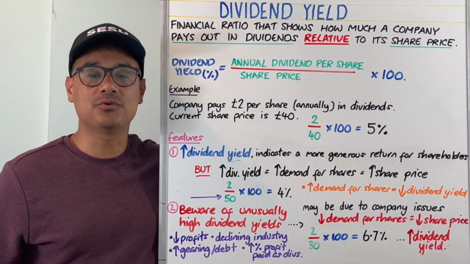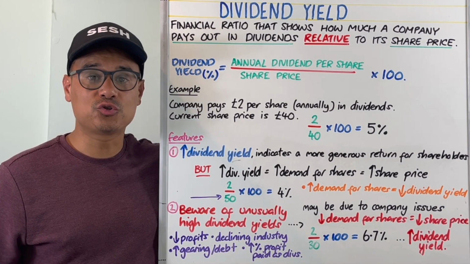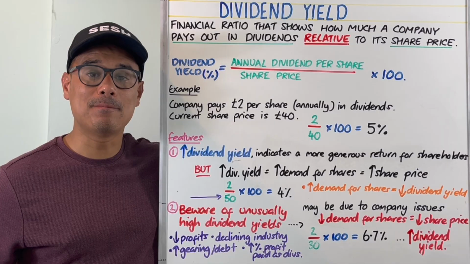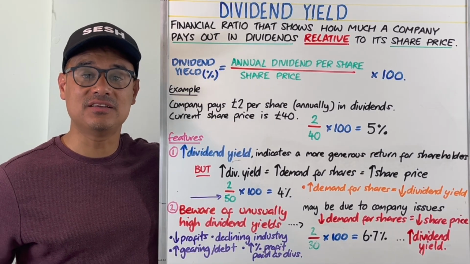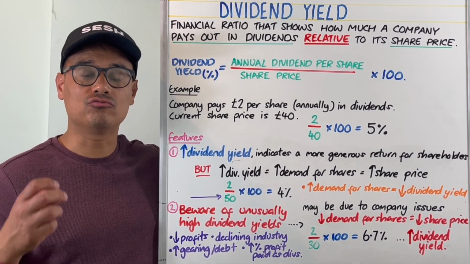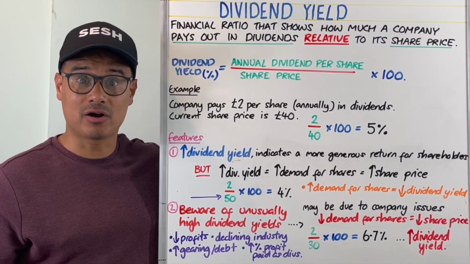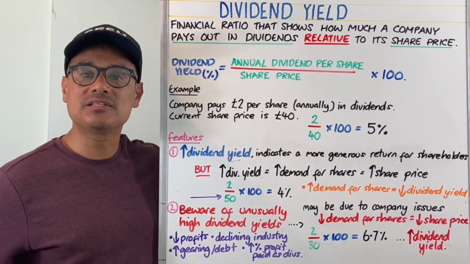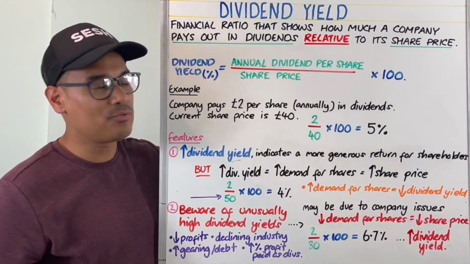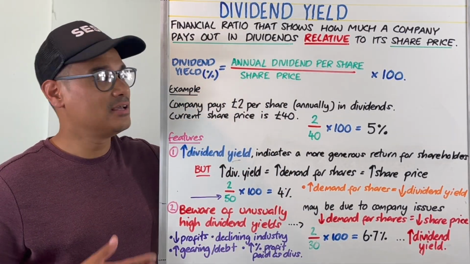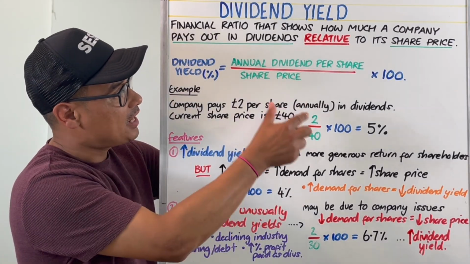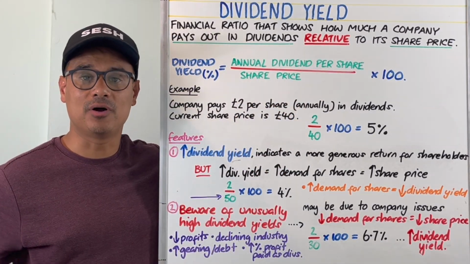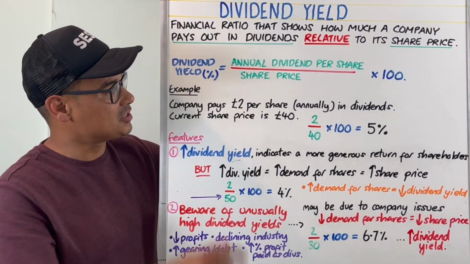Of a session on dividend yields. So a dividend yield is a financial ratio, and it shows how much a business pays out annually in its dividends relative to its current share price. The formula therefore makes sense: the dividend yield, expressed as a percentage, is the yearly dividends paid per share divided by the current share price, times 100.